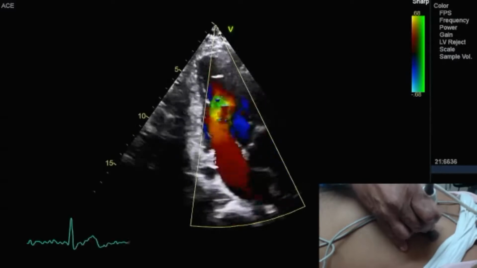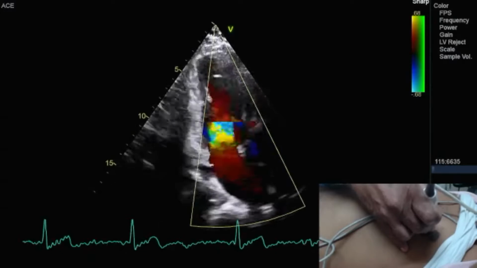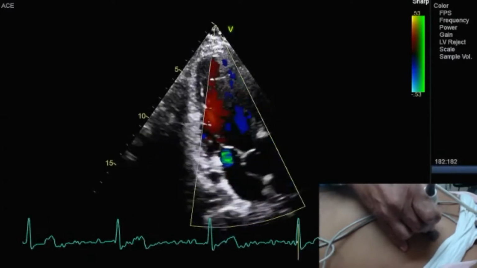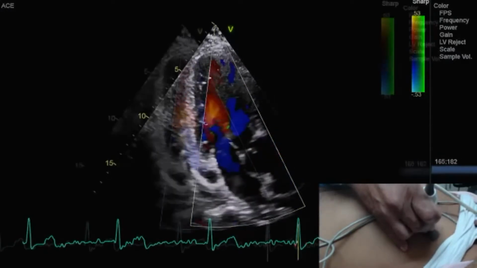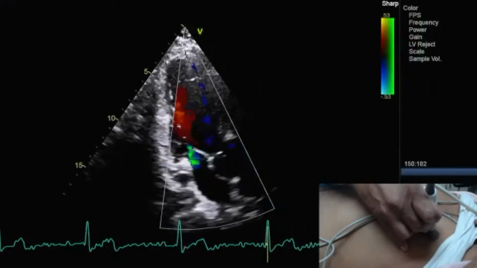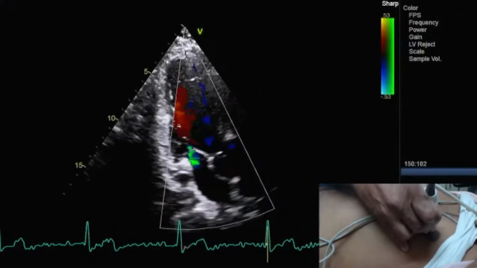Now look at the same thing again. I'm going to adjust my scale. Now this is 54. Now look at this mitral regurgitation jet. This is my mitral regurgitation jet. So this is mild, and that was trivial. So we have to keep this scale to 50 to 60 only.